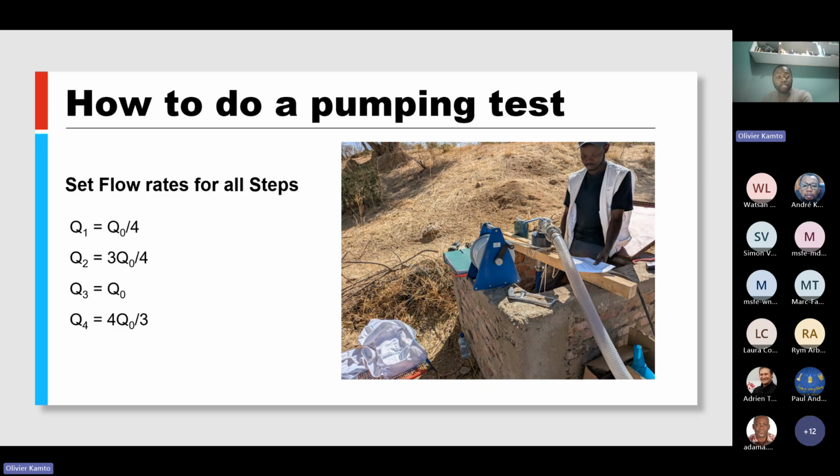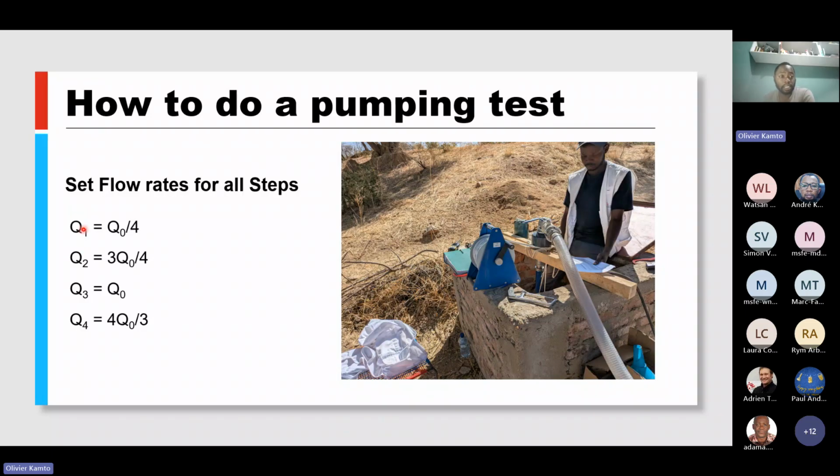So when we define the design yield is set, and then we have to ensure we have 4 different rates. I would recommend always 4. That's actually what is recommended. 4 different steps. That's why it's called the step drawdown or the variable rate, so that at each step we have a different flow rate. We pump water using this flow rate, and then we measure the corresponding drawdowns at different time limits.